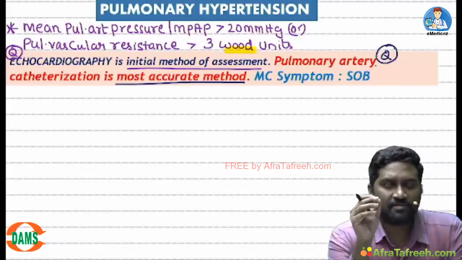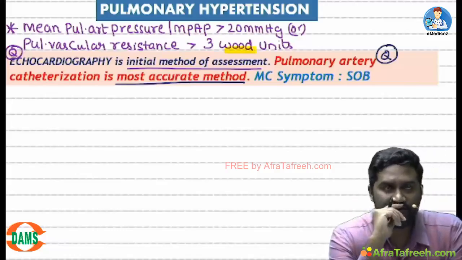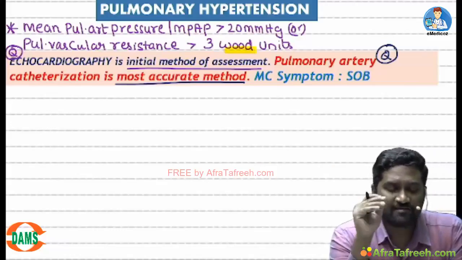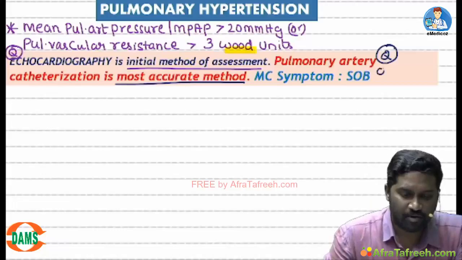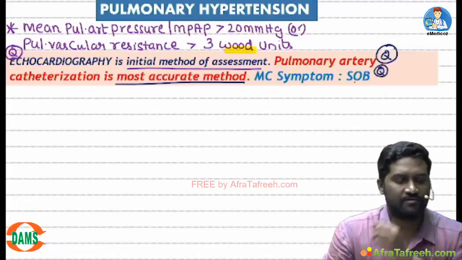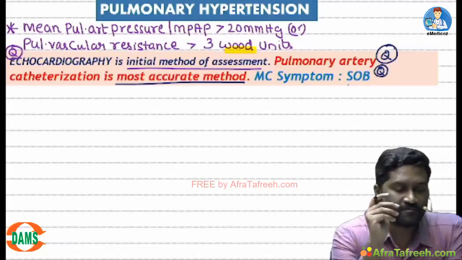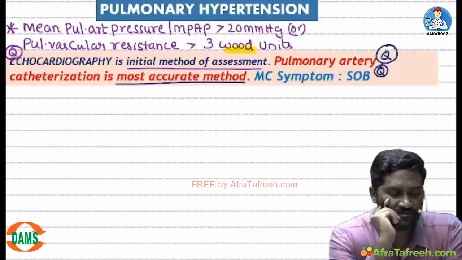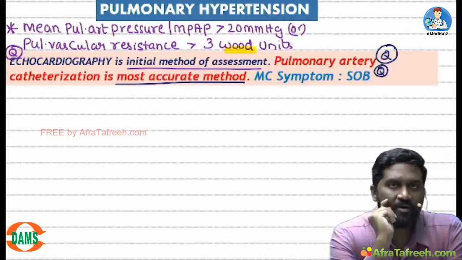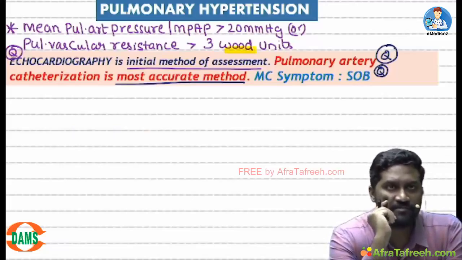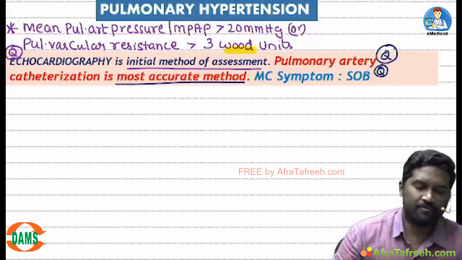Whenever there is some issue in the pulmonary circulation, gas exchange will not happen properly. This results in the most common symptom, shortness of breath. Echocardiography is the initial method of assessment. Pulmonary artery catheterization is the most accurate method, and the most common symptom will be shortness of breath, students.